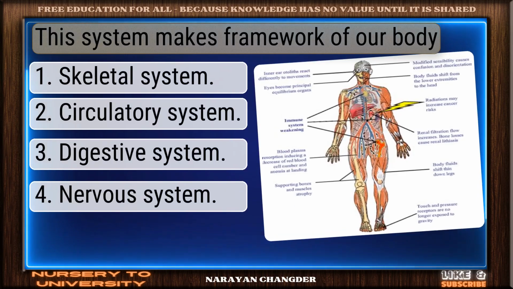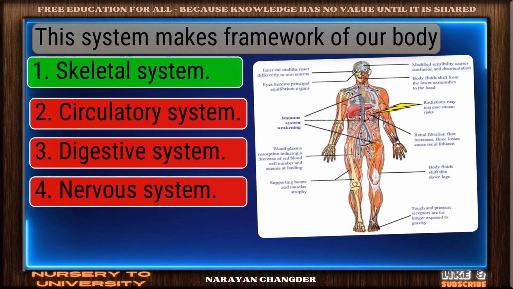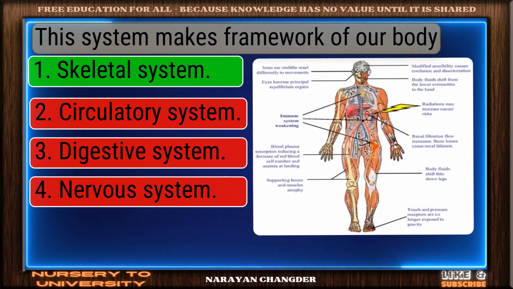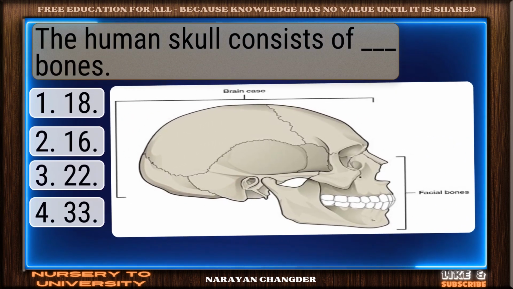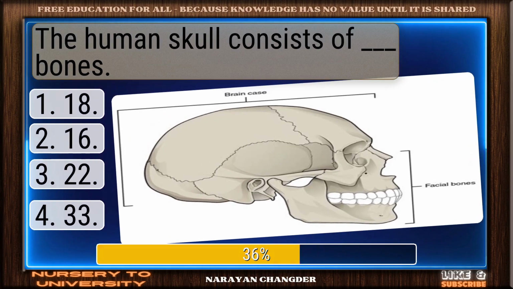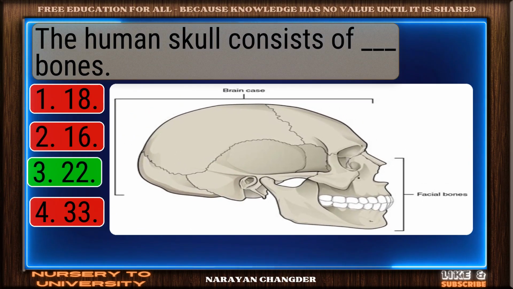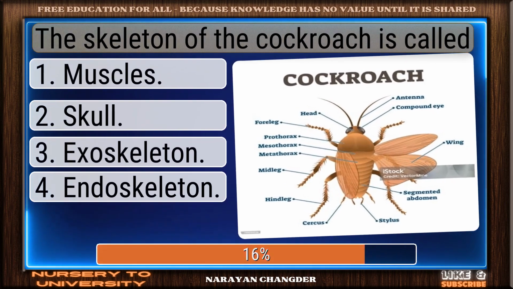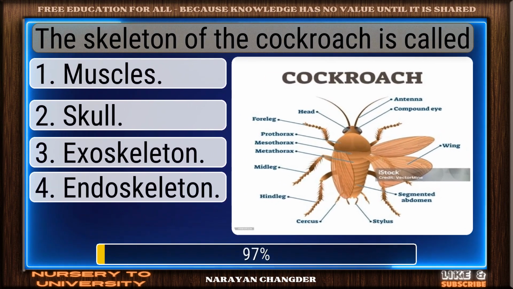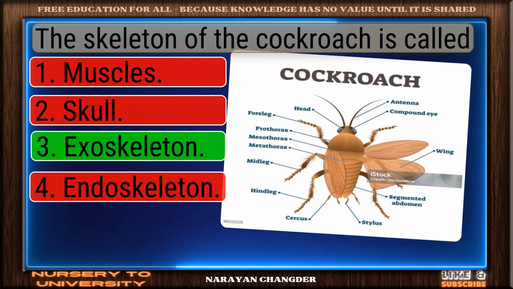This system makes framework of our body. Nicely done. Skeletal system is a solid answer. The human skull consists of dash bones. Well reasoned. 22 is the correct choice. The skeleton of the cockroach is called? Exactly. Exoskeleton makes sense and it is the right choice.